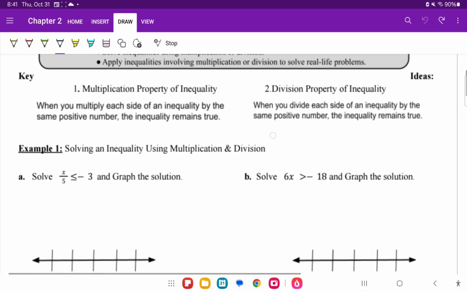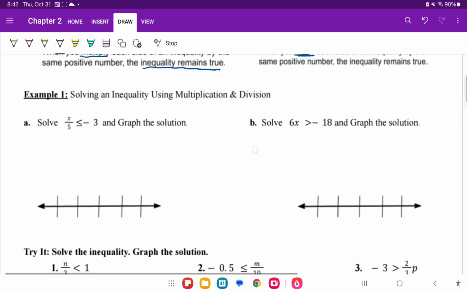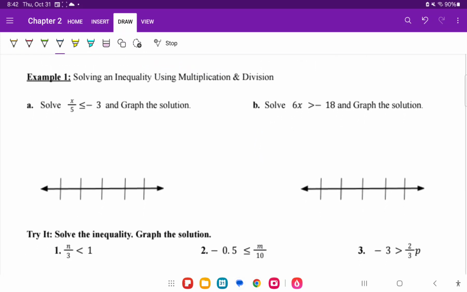Okay, so the multiplication property: when you multiply each side of an inequality by the same positive number, the inequality remains true. The division property: when you divide each side of an inequality by the same positive number, the inequality remains true.